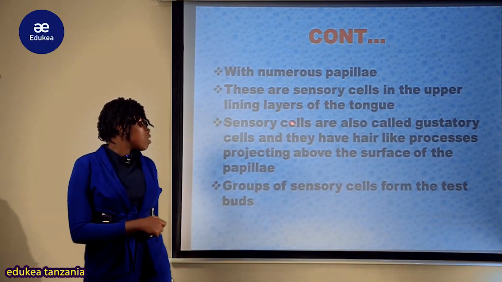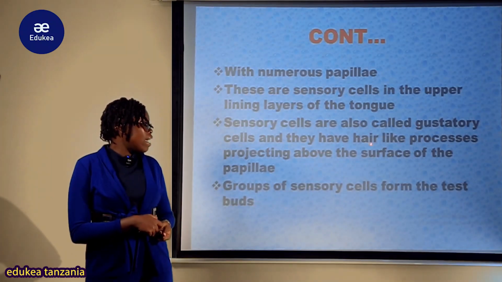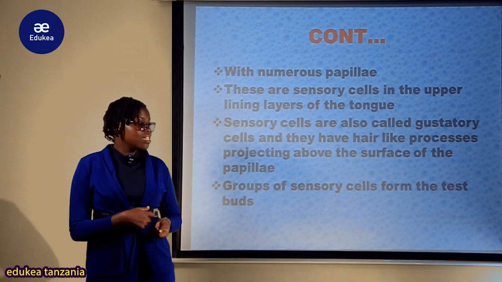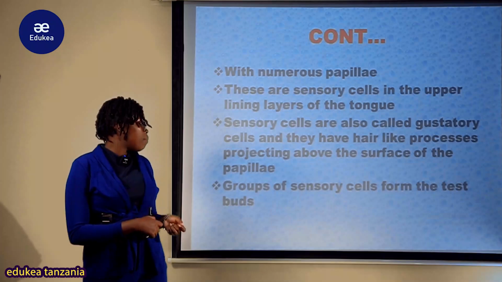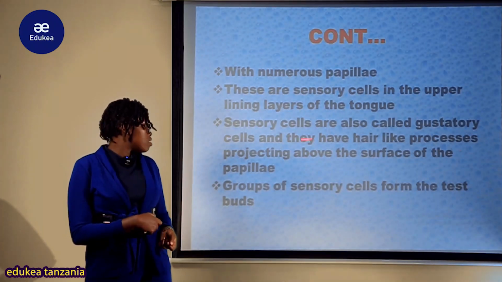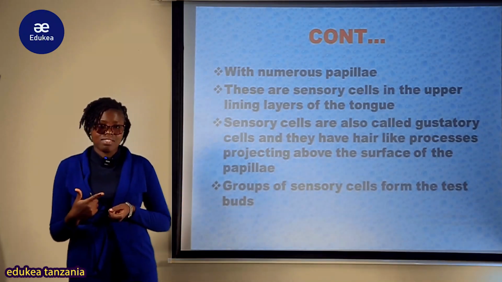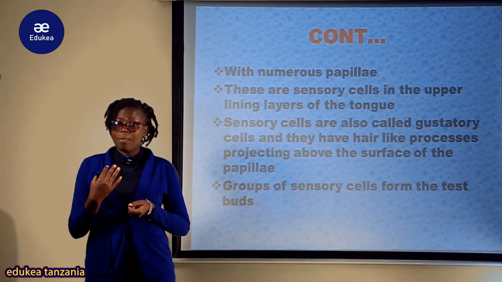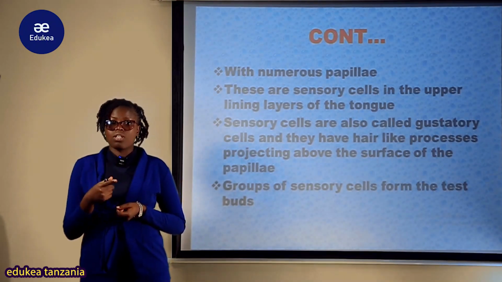So the sensory cell are also called gustatory cell, and they have hair-like processes projecting above the surface of the papillae. The gustatory cell ambazo zinakuwa zina hair-like processes projecting above the surface of the papillae. Ukiangalia katika ulimi wako kuna kama hair-like structures, tumesema kwamba the upper one ni rough, kuna papillae na vile vile kuna kama hair-like projection.